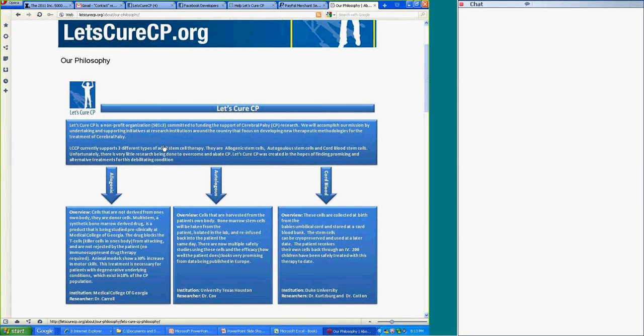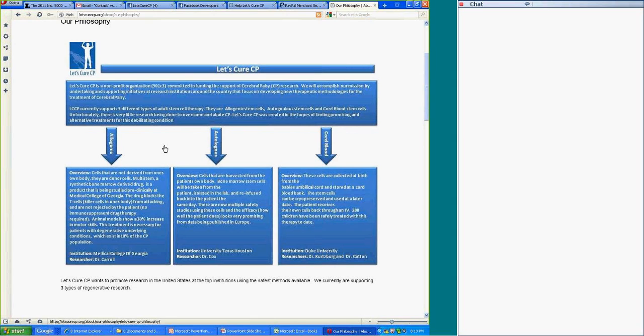There are some words there that people may not understand. One is allogenic, and there's autologous and cord blood. Most people are familiar with cord blood, which are the cells stored from the umbilical cord. And Dr. Kurtzberg and Dr. Carroll are both using cord blood cells in the United States on cerebral palsy patients. Right now, I think the national average is about 3% of cord blood is banked, and so that leaves 97% of the CP population, at best, that doesn't have that ability.